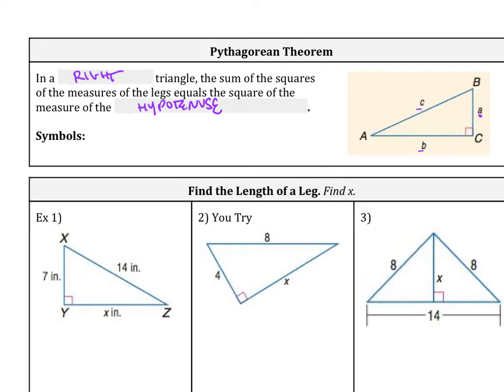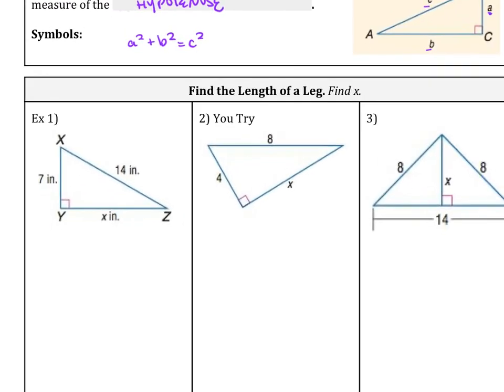And so our symbols, if you remember the Pythagorean theorem, that is going to be a squared plus b squared equals c squared. So what we're going to do is find the length of a leg. So we're given 7 inches, x inches, and 14 inches.